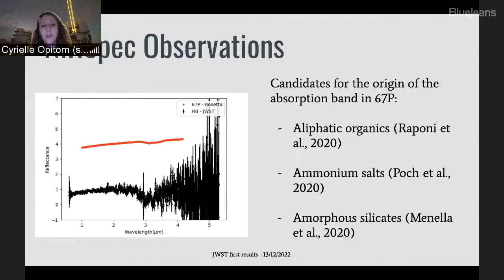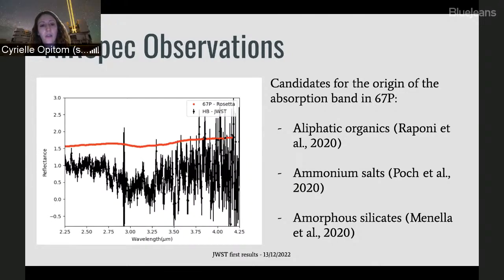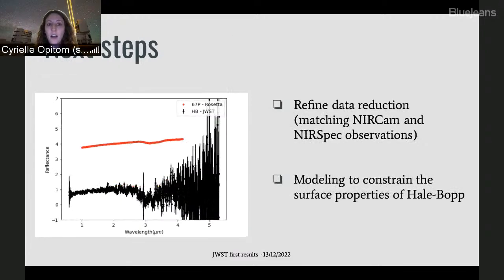However, there still seems to be some difference between the band we observe in 67P and in LBOB in terms of depth and exact width of the band, as you can see in this zoomed version. So I'm just going to stop here after mentioning the next steps.